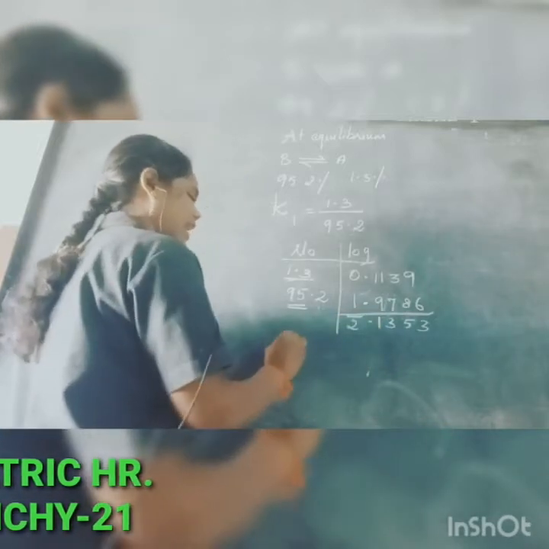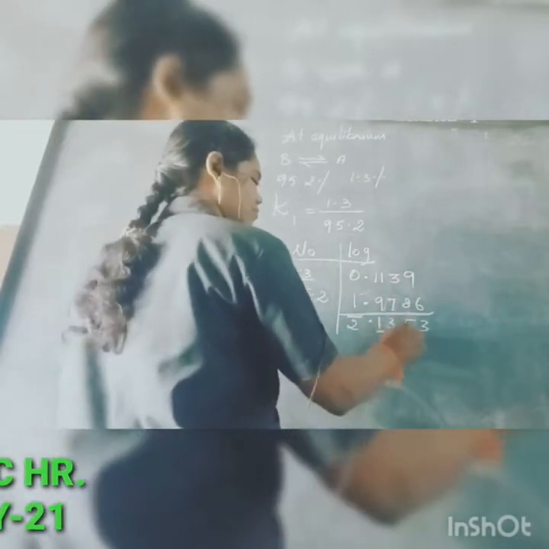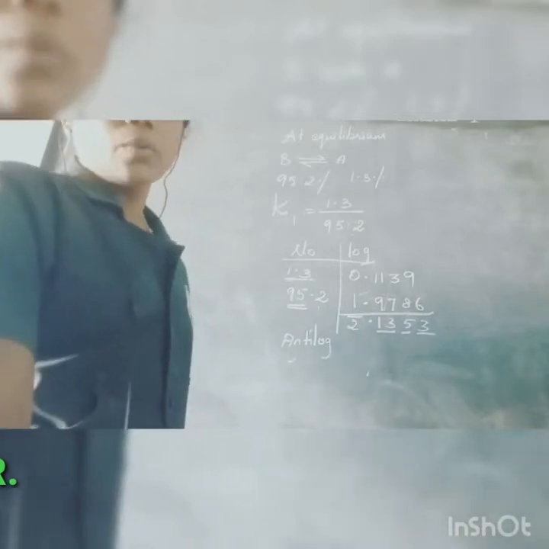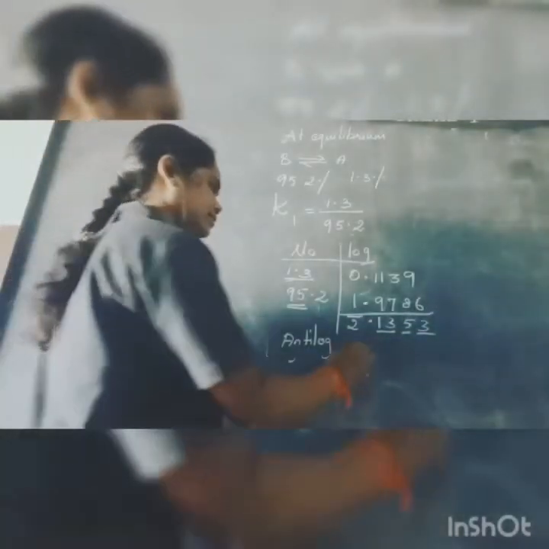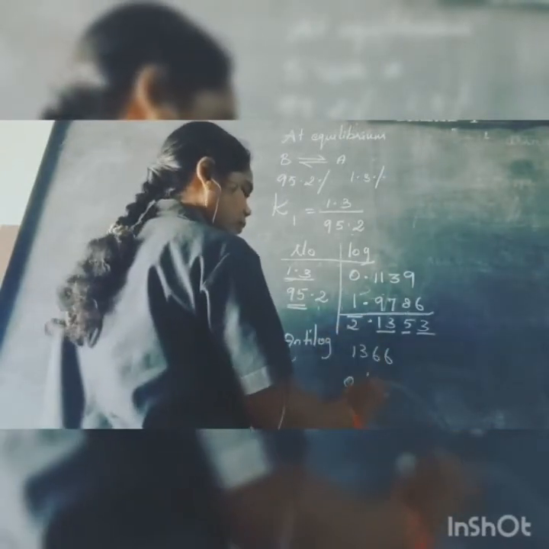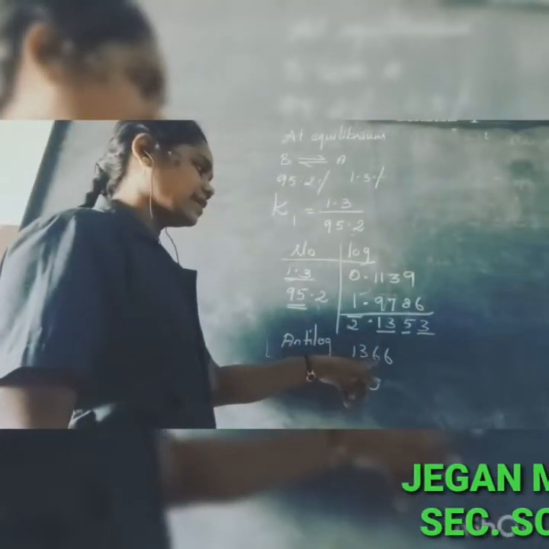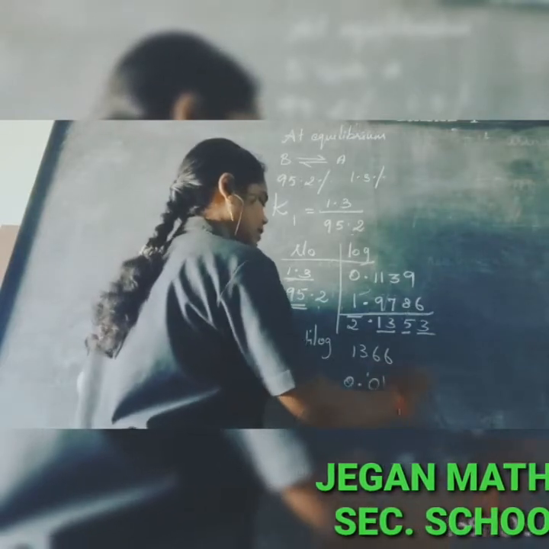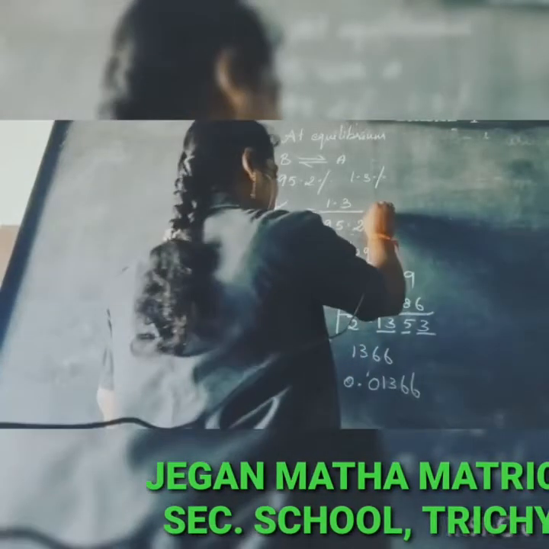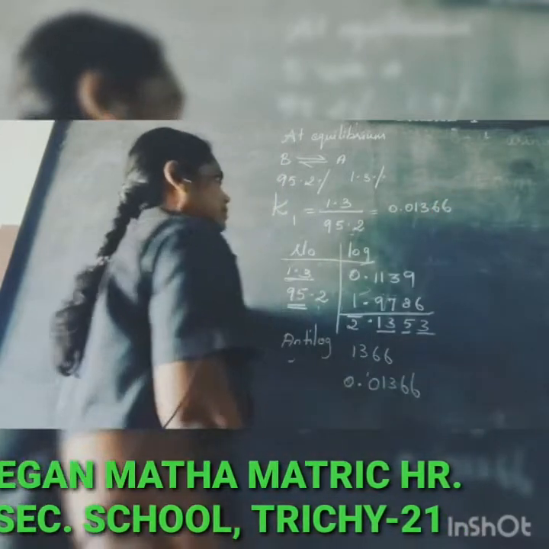So now you take the anti-log of 2 bar .1351. So what do we get? We get 1366. Here 2 bar is present, so 2 bar means 0.0. So 0.01366. So the equilibrium constant K1 value is 0.01366. So this is the first one.